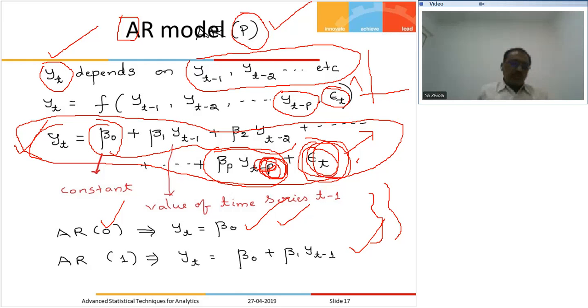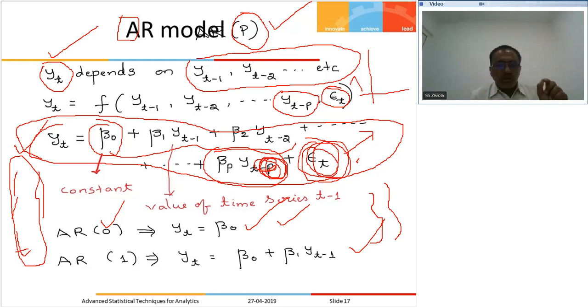Suppose we are doing this at time t. So when we go for t minus 1 and t minus 2, that is the AR model with beta naught, beta 1 and beta 2. So AR model with 2 here, AR model with 3, AR model with 4, like this we have to go on. So that is more of a math kind of discussion here.